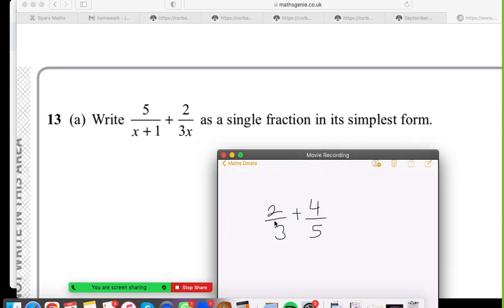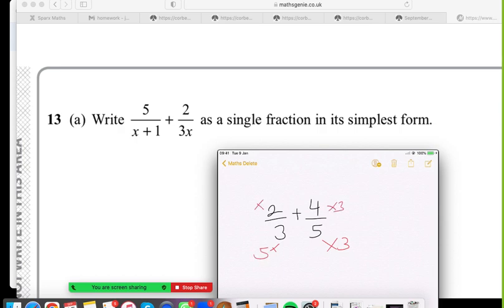So with these normal fractions, it's quite easy to find the common denominator. It's just 15, right? Multiply that by 3, multiply that by 5, therefore multiply that by 3, multiply that by 5. But now, because these are numbers, it's quite easy to see, but here, because these aren't numbers, these are algebraic terms, it's quite difficult to see what the common denominator is. So there's a trick to solve this.